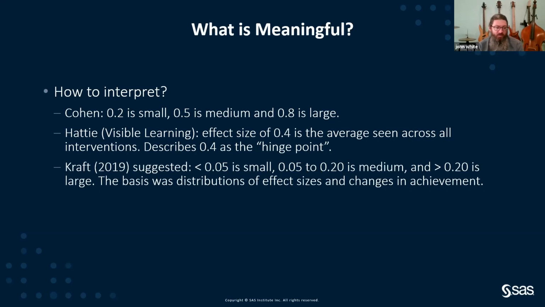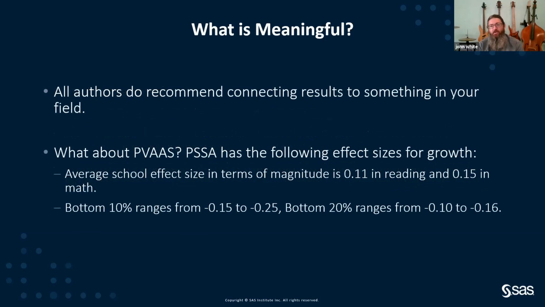Kraft more recently looked at a lot of educational research and said that in general, in education, these effect sizes should be considered smaller in terms of meaningful differences. So maybe something less than 0.05 is small, 0.05 to 0.20 would be medium, and greater than 0.20 is large. Now, every one of these researchers would say the same thing. They think that you should relate effect sizes to data that you're actually looking at. So connect it to something in your field, connect it to education, connect it to specifically what you're interested in.